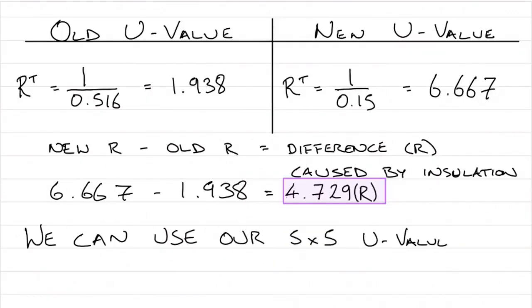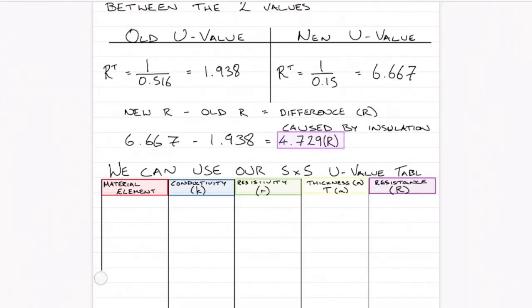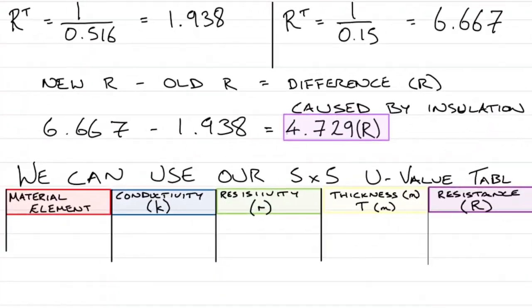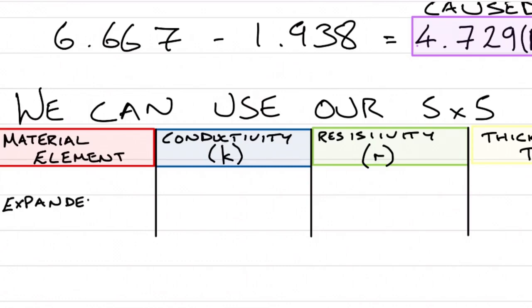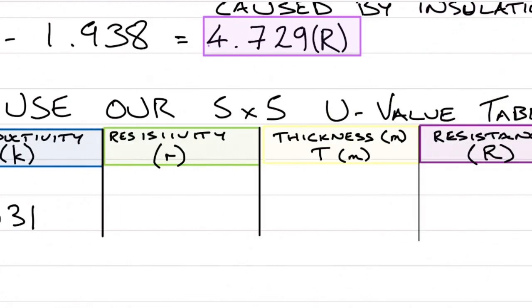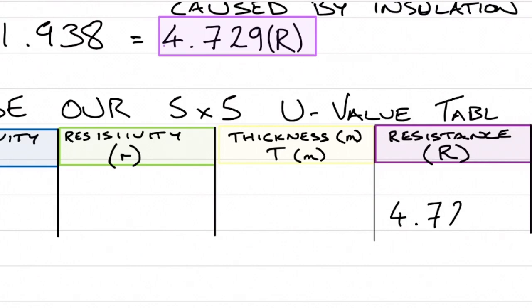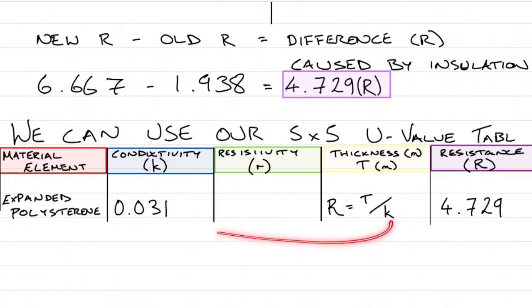So we can then use our 5x5 U value table. So I've just gone ahead and copied that table. You wouldn't need to draw it out again. I've drawn it out again just to make it clearer. So the expanded polystyrene, we've got the conductivity given to us in the question at 0.031, and we've just found resistance above 4.729, and we need the thickness. So we're going to use the formula again, and we just have to manipulate the formula slightly. So resistance equals thickness divided by K, conductivity, and we are going to fill it in.